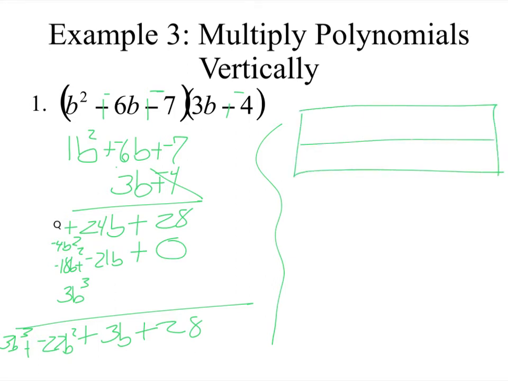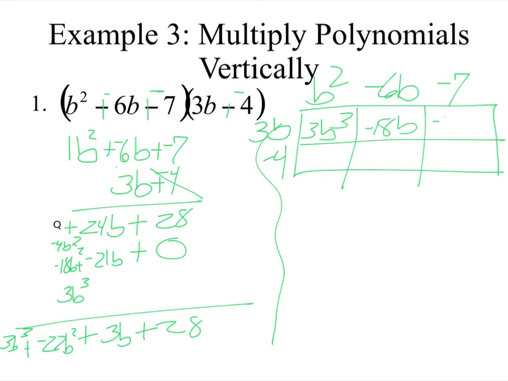The second method is the table method, kind of like what we just finished, except this time you're going to be doing a 2 by 3 table. So I'm going to have 3b and negative 4 down the side. I'm going to have b squared, negative 6b, and negative 7 across the top. This gives me 3b cubed, negative 18b squared, negative 21b. Negative 4b squared, negative 24b, and positive 28.